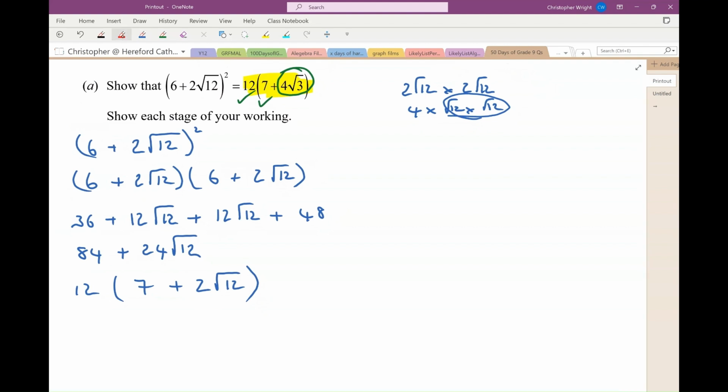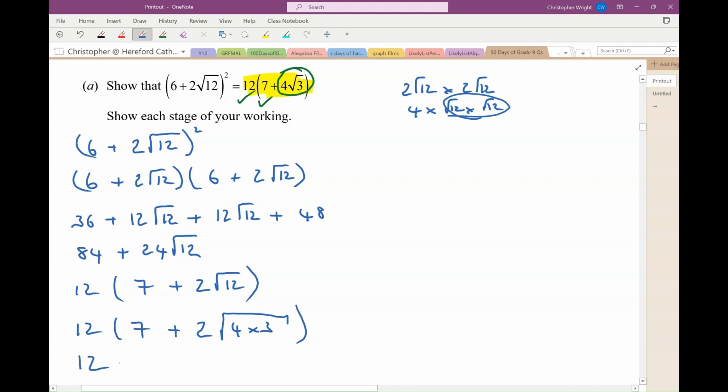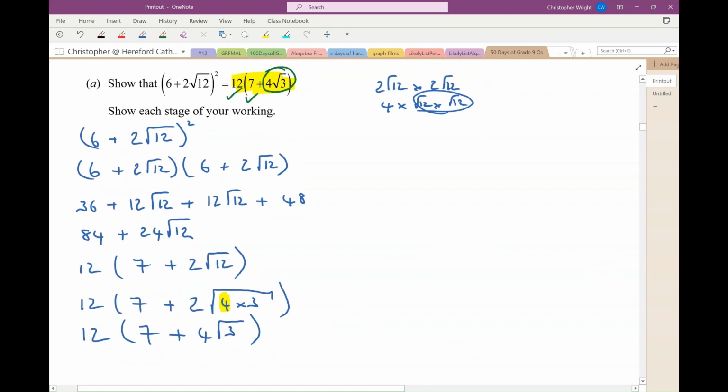Okay, let me show you how, in case you're not there already. It's going to be 7 plus, now 2 times, root 12 is root 4 times 3. And so you can write that as 12 lots of 7 plus. Now you can take that 4 out of the square root and square root it. So it ends up as a 2. So outside the square root, you'll have 2 times 2 is 4. And inside the square root, you'll have just 3. So there you go. I have shown that the left-hand side is equal to the right-hand side.